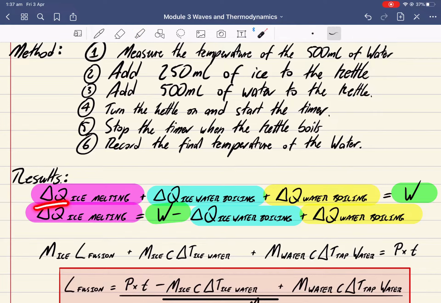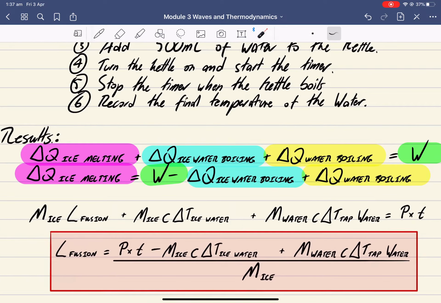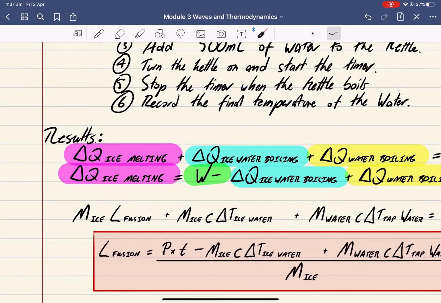The change in energy of the ice melting, that's not going to really help us, because tied to that delta Q is the mass of the ice. So what we need to do is expand this equation. This line here is the same as this line here. So delta Q of the ice melting is equal to the mass of the ice times the latent heat of fusion. The change in energy of the ice water boiling is equal to the mass of the ice multiplied by the specific heat capacity of water, multiplied by the change in temperature of the ice water.